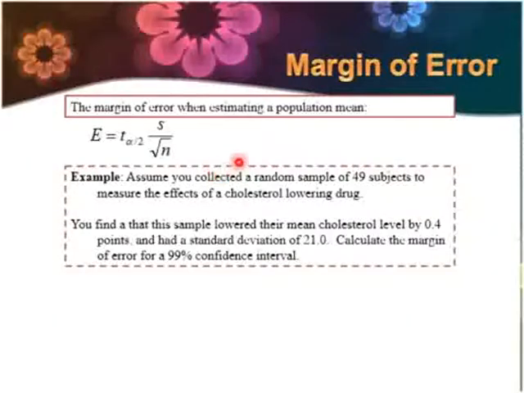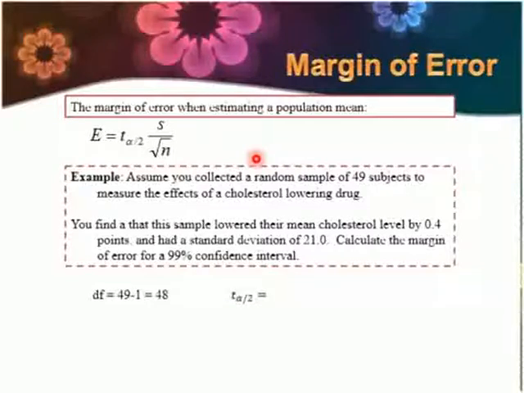So let's try this example. Assume we collected a random sample of 49 subjects to measure the effects of a cholesterol-lowering drug. You find that this sample lowered the mean cholesterol level by 0.4 points and had a standard deviation of 21 points. Calculate the margin of error for a 99% confidence interval. So first of all, let's calculate the degrees of freedom. Since our sample size is 49, our degrees of freedom is 1 less, that is 48.